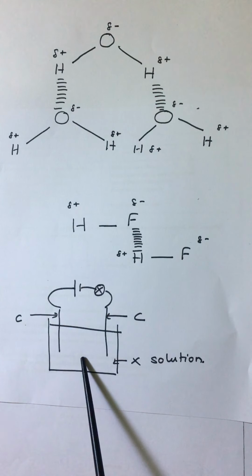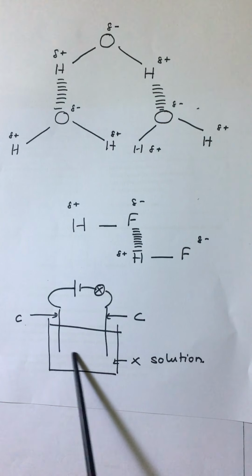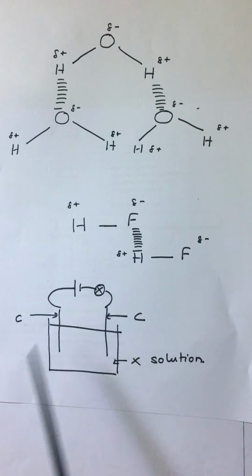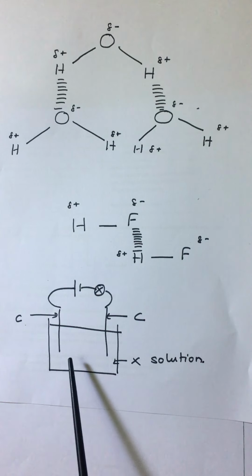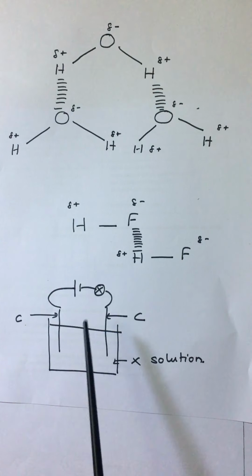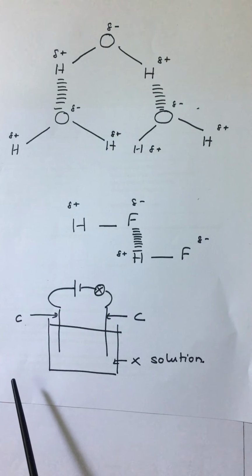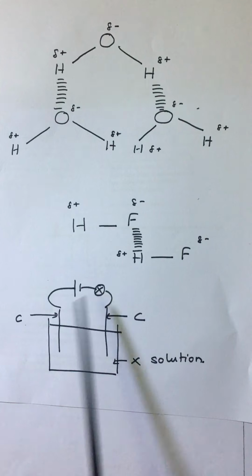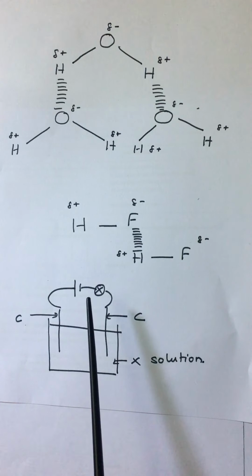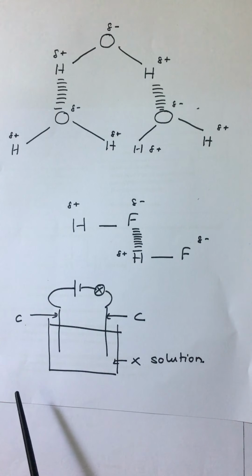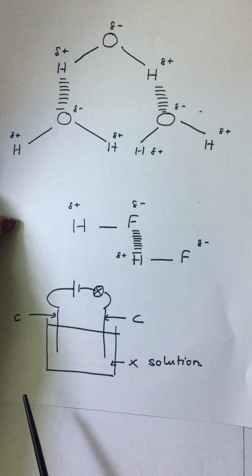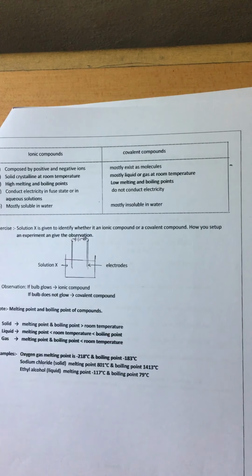If it is an ionic compound, it has mobile ions, therefore the bulb glows. If it is a covalent compound, no mobile ions, therefore the bulb does not glow. So if the bulb glows, that is an ionic compound. If the bulb does not glow, that is a covalent compound. So from this experiment, you can easily identify whether it is a covalent compound or an ionic compound.